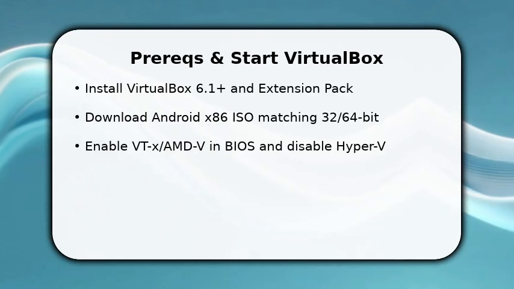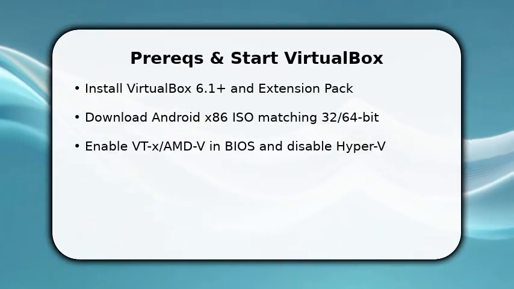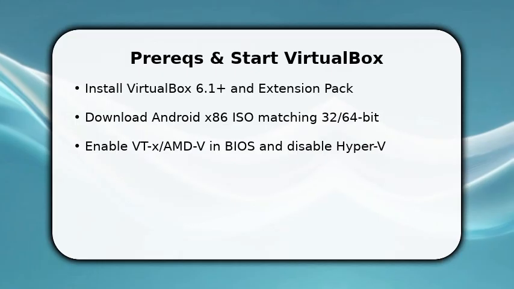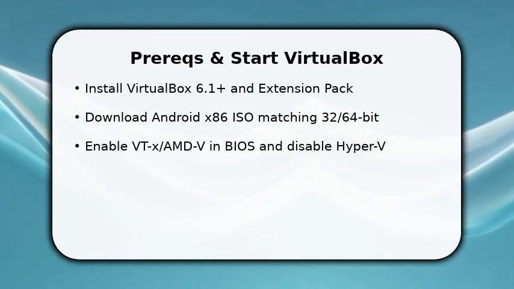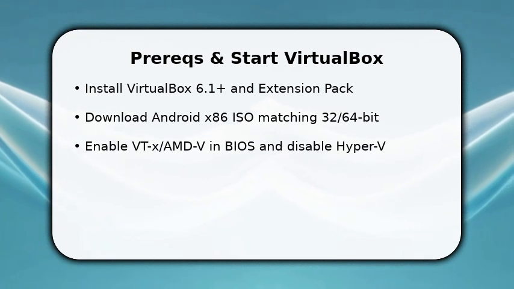Choose Linux, set type to other Linux, 64-bit if the ISO is 64-bit, allocate 24 GB RAM and at least 16 GB disk. Make sure to set SATA controller and VDI dynamically allocated. This gets you immediately into the installation stage without redoing basic setup.